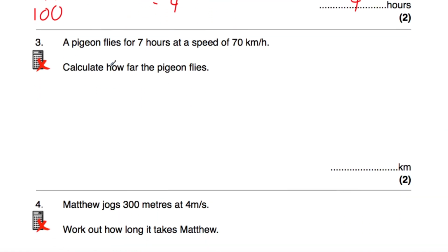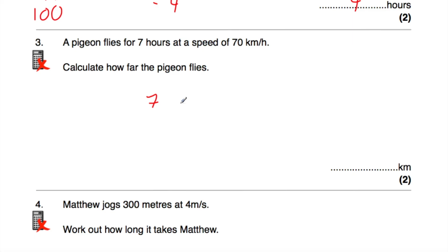Question number 3 says a pigeon flies for 7 hours at a speed of 70 kilometers per hour. Calculate how far the pigeon flies. Well, it flies at a speed of 70 kilometers per hour. So every single hour it flies 70 kilometers. And it flies for 7 hours. So that's going to be 7 lots of 70.